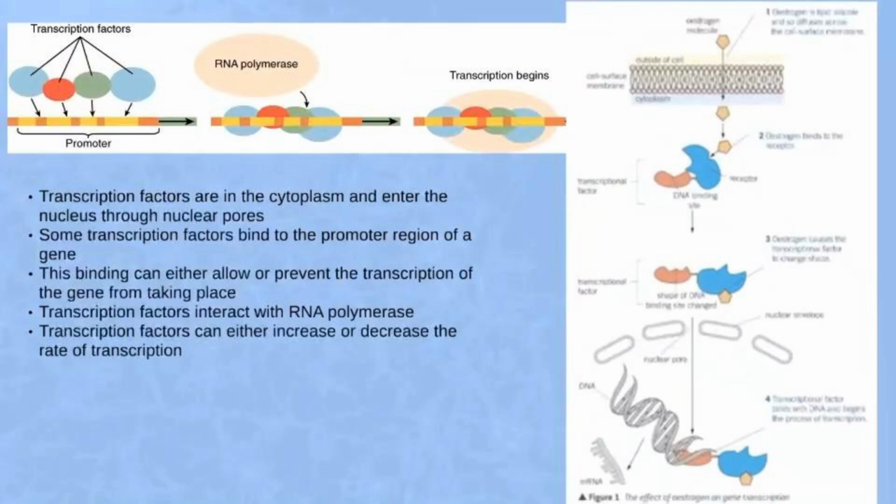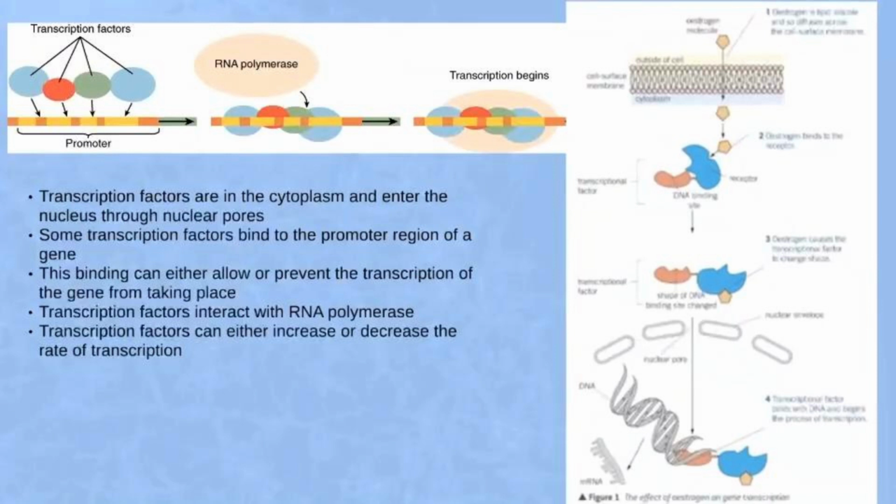Now, transcription factors in general are in the cytoplasm, and then they enter the nucleus through nuclear pores so that they can access the DNA. If you remember from last year's modules, you'll remember the structure of the cell and how the nucleus contains nuclear pores. So transcription factors bind to the promoter region of a gene, and this can either lead to an enhancement of the transcription of that gene, or it can also prevent it.